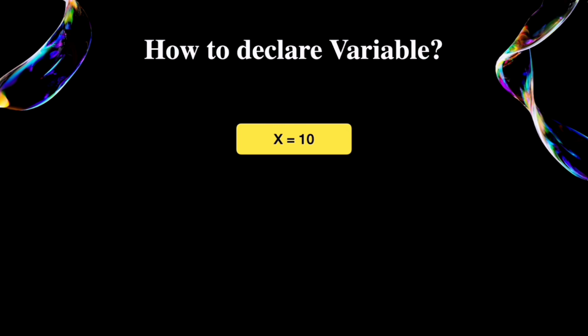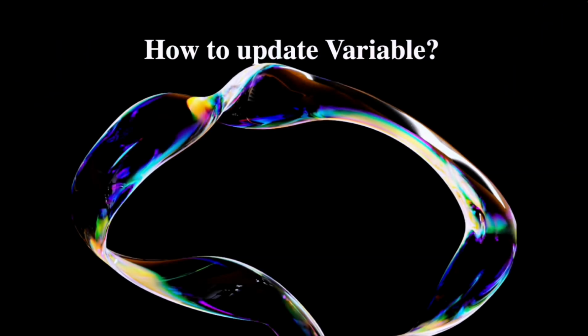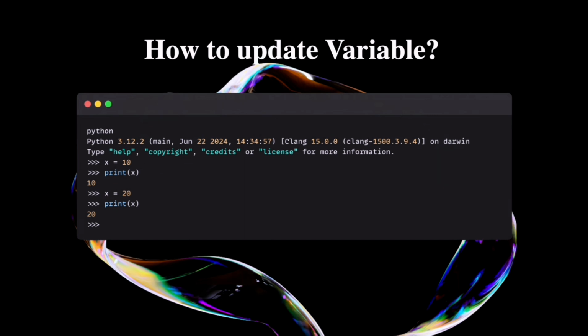Alright, one more interesting thing. Can you change the value of a declared variable? Yes, absolutely. In Python, you can easily update the value of a variable and use the same name with new data. It means you can assign new values to the same variable. In this code, initially, the value of x is 10. Then we assign x again and give it a new value of 20. So now when print x is executed, Python prints the updated value 20.